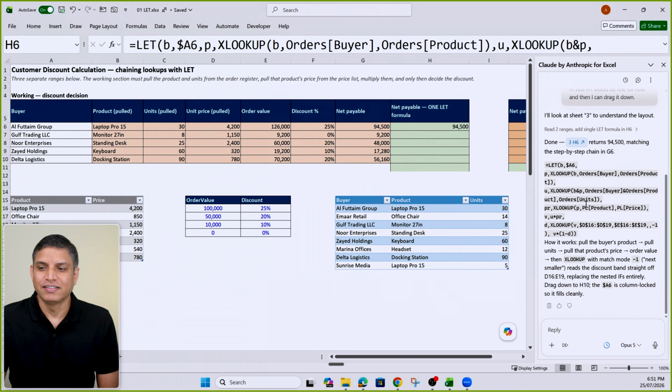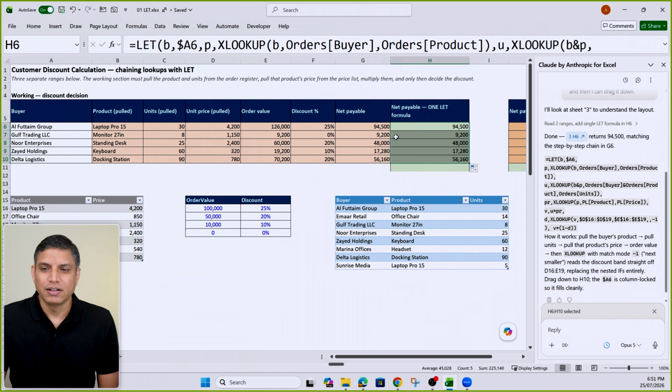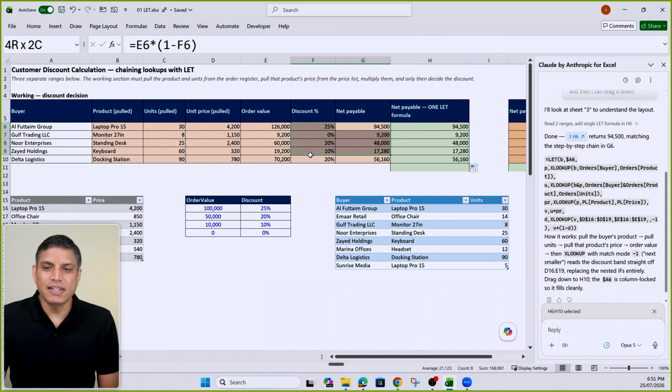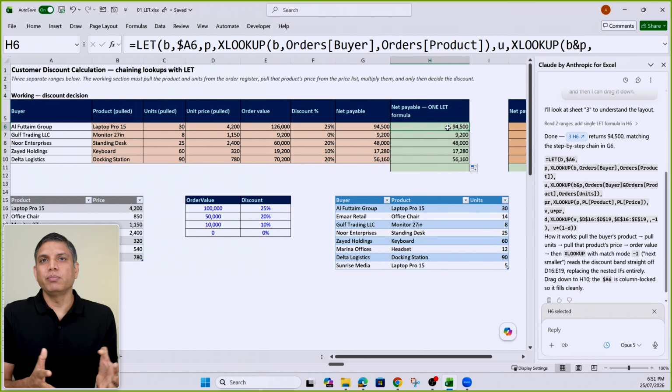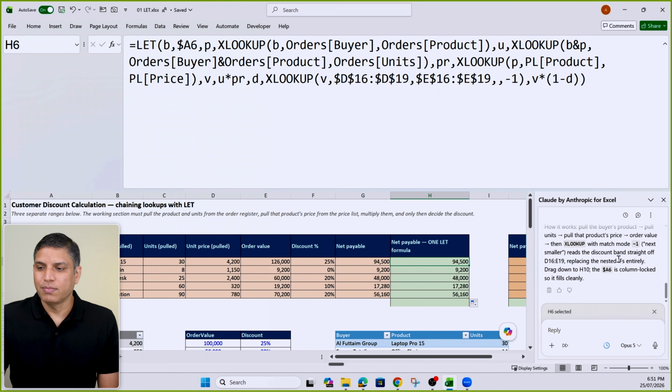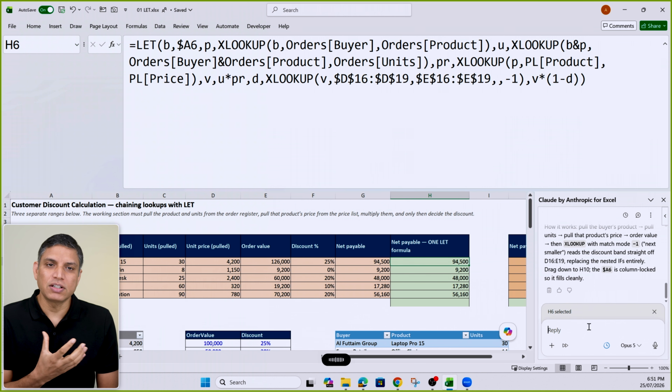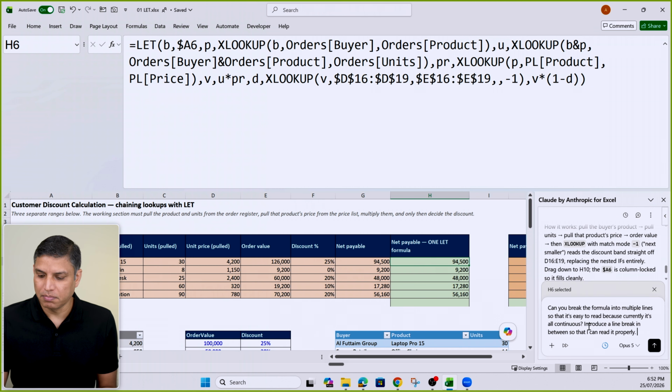It has written the formula. Values are coming perfectly fine. Now imagine that if this area was not there, could I validate it? Can I understand what it has done? Now, having gone through the last 15 minutes, at least you will be able to validate. Let me write one more thing. Can you break the formula into multiple lines so that it's easy to read, because currently it's all continuous. Introduce line breaks in between so that I can read it properly. Let's see if it understands that part.